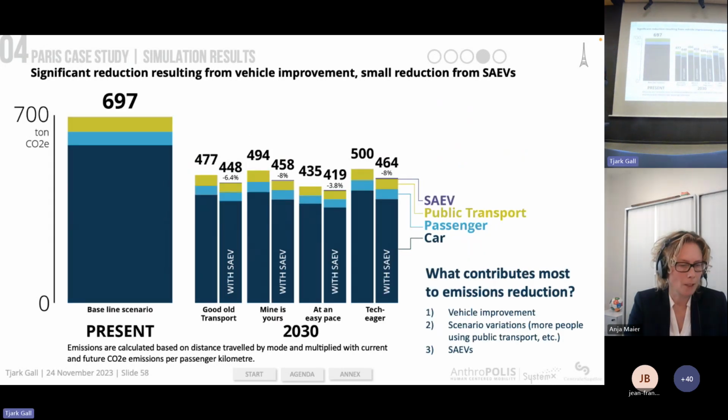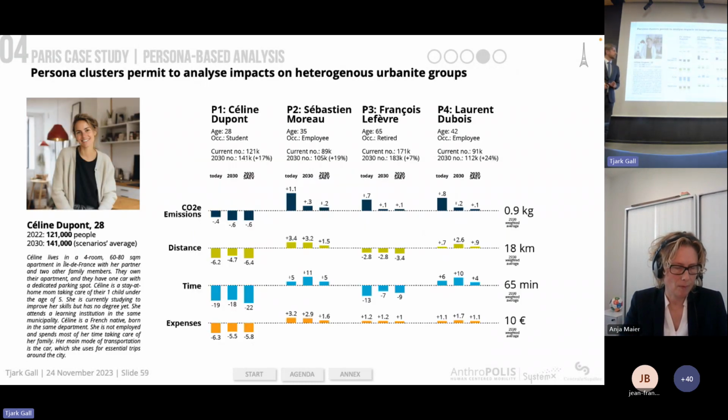We can then look at the scenarios to see how the different scenarios perform. So the worst in this case is the tech one, and the best is at an easy pace. So we see how each of them performs compared to the others, and how the new solution decreases the emissions in Paris-Saclay, respectively. And what we can see from that is that more or less vehicle improvement is the biggest one. The variations in scenarios are significant. And the solution of the SAEV is the one with the third most, or the least impact, say, on the overall emissions, but still significant.